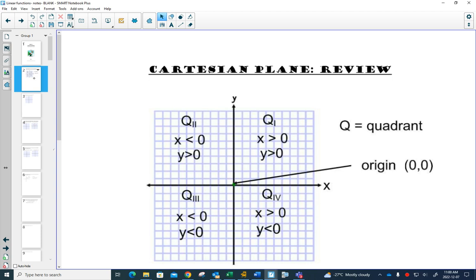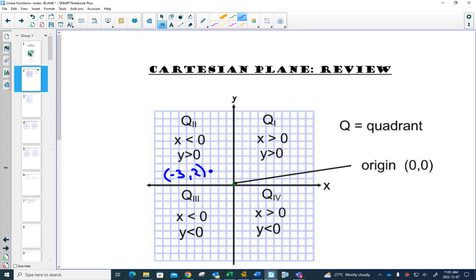So, we start off with a little review. When you break your graph paper up, you break it into 4 quadrants. And we call these quadrants, starting in the top right-hand corner, quadrant 1, then go counterclockwise, quadrant 2, quadrant 3, quadrant 4. And when you label a point, like if I picked this point here, you always label your x value first. So I went 3 to the left, that would be -3, and 2 up, that would be +2.